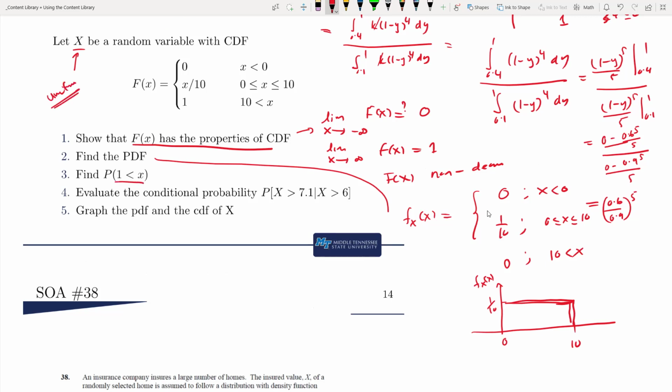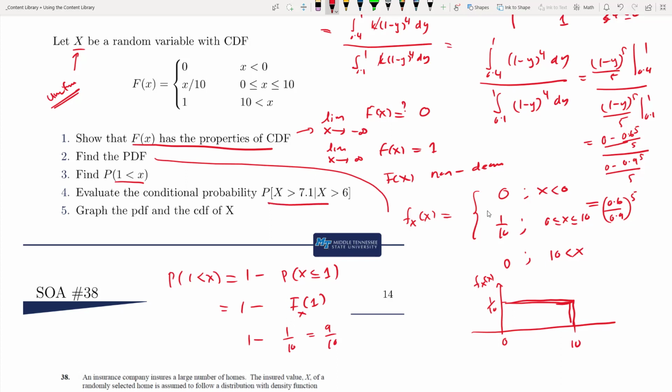Find probability x is more than 1. That's 1 minus probability x is less than or equal to 1. And I can use the CDF. So x less than 1 becomes F of 1. That's basically 1 over 10. So the answer is 9 over 10.